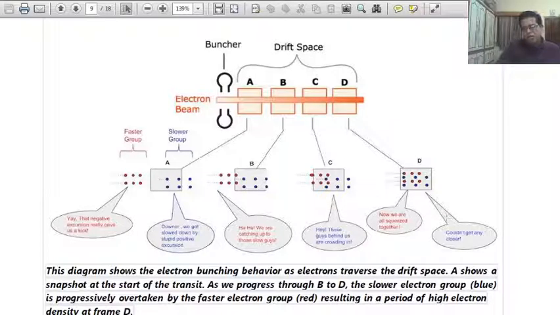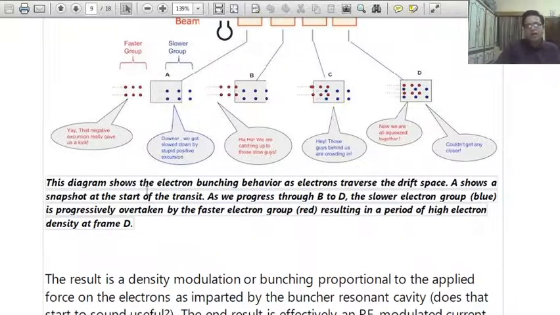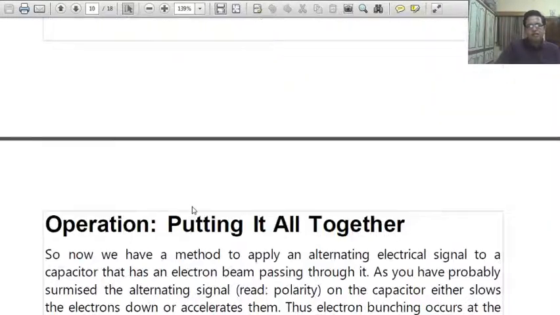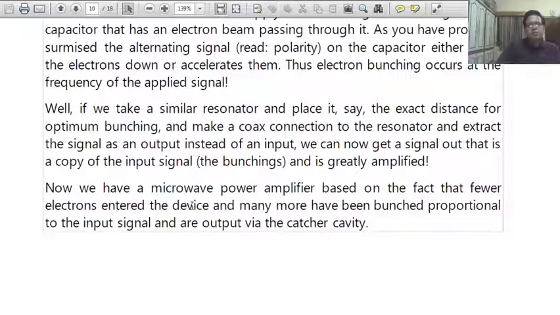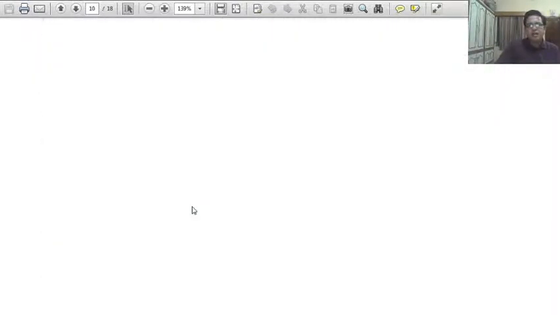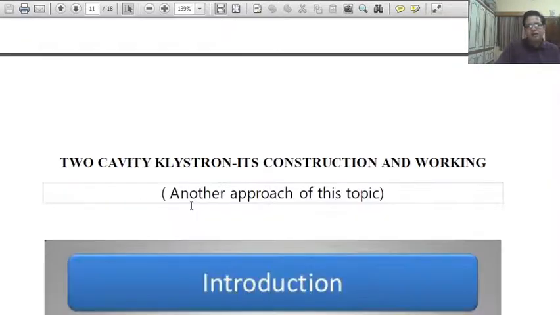So this kind of thing is given in a very interesting way, so you can understand here easily. Now we are all squeezed together. Okay, this is shown here about the electron bunching, putting all together. That means electron bunching is again explained here.